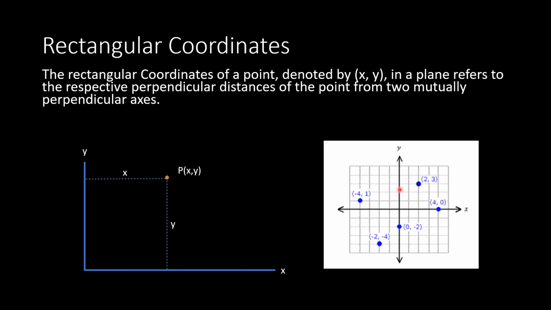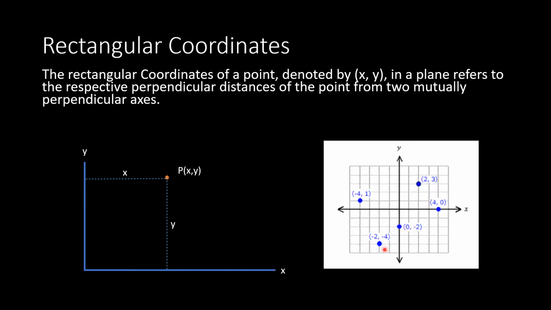The x-coordinate is 2 units from y and 3 units from x. The point 4, 0: 4 units along x and 0 unit above or below x. Since the y-coordinate is 0, that means that it lies along the x-axis. The point 0, -2 is a point along the y-axis since the x-coordinate is 0.